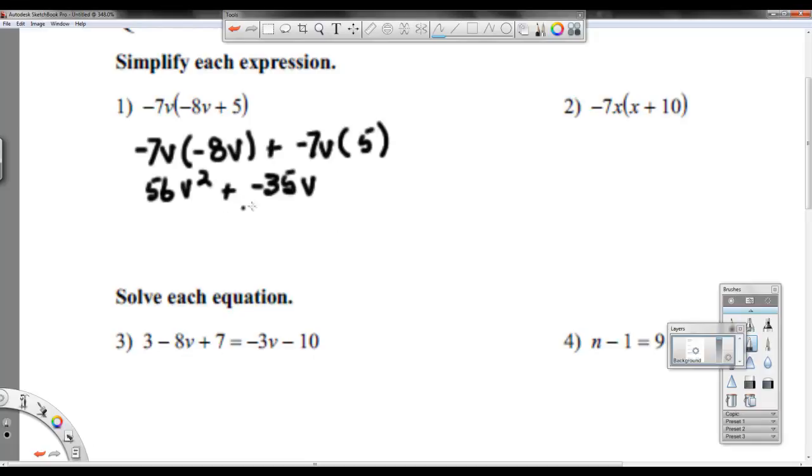Now there's a couple of ways you could write this. You can keep the positive or the addition sign there. You can write it like that, or you can write it as 56v squared minus 35v.